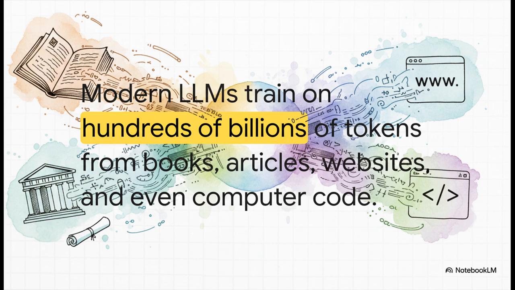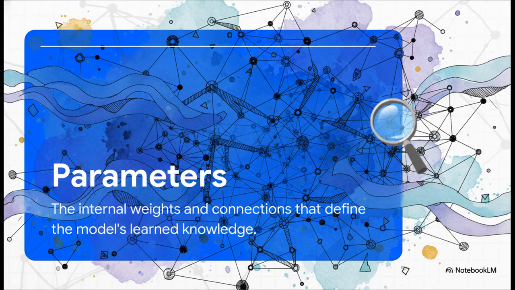This gigantic digital library is where they learn everything they know about, well, everything. So where does all that knowledge go? How does it get stored? The answer is parameters. The best way to think about them is like millions or billions of tiny little knobs and dials inside the model's brain. Each one holds on to a little piece of what it's learned.